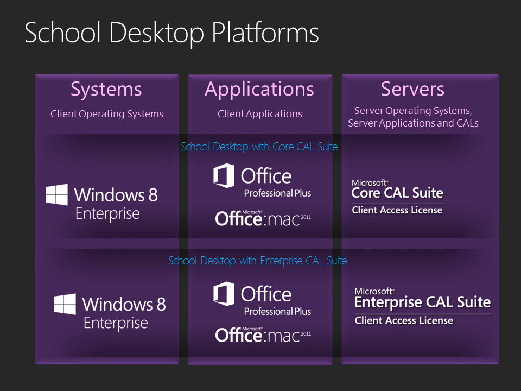And you'll see that there are two desktops. There's the school desktop with CoreCal, which consists of Windows 8 Enterprise and Office and the CoreCal suite, or the school desktop with Enterprise Cal, which again you can see is Windows 8 Enterprise, Office, or the Enterprise Cal suite. So you could go for the individual components if you desired, but going for a whole desktop obviously covers your machines with all of those 3 components and an extra discount on the license price for doing so.